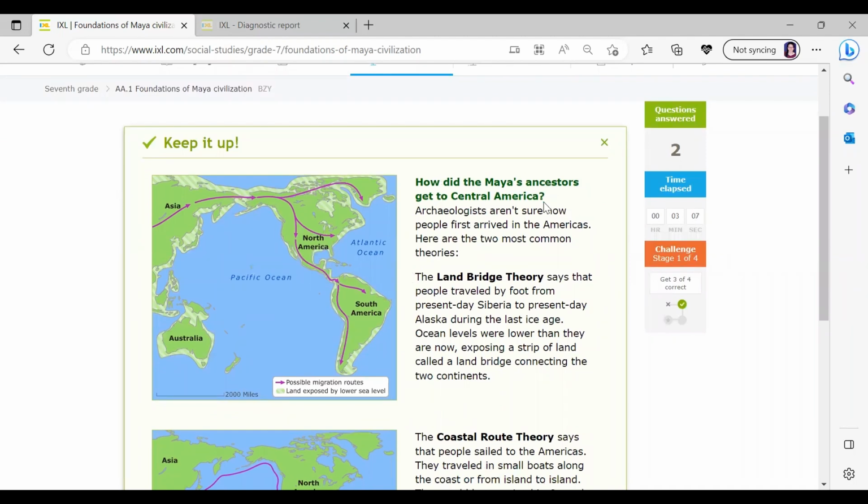How did the Maya's ancestors get to Central America? Archaeologists aren't sure how people first arrived in the Americas. Here are the first two common theories. Theories means what people believe, okay? It looks like they traveled from Asia to North America and South America. The land bridge theory says that people traveled by foot from present-day Siberia to present-day Alaska, right here. During the last ice age, ocean levels were lower than they are now, exposing a strip of land called a land bridge connecting the two continents.